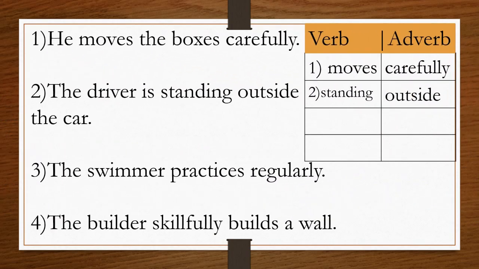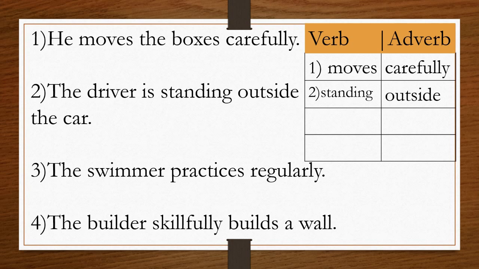Here are the sentences for you. You have to find the verb and adverb from the sentence and write in the given column. The first sentence is, he moves the boxes carefully. Now here, moves is the verb. How does he move? Carefully. So, carefully is an adverb. I have written moves in the verb column and carefully in the adverb column. In the same way, you have to do for the rest of the sentences.